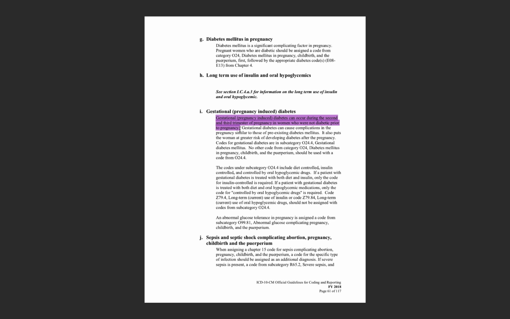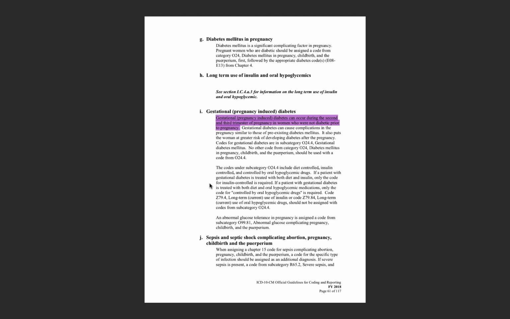No other code from category O24, diabetes in pregnancy, childbirth, or peripartum, should be used with code O24.4. The codes under subcategory O24.4 include diet-controlled, insulin-controlled, and controlled by drugs. If a patient with gestational diabetes is treated with both diet and insulin, only the code for insulin-controlled is required.